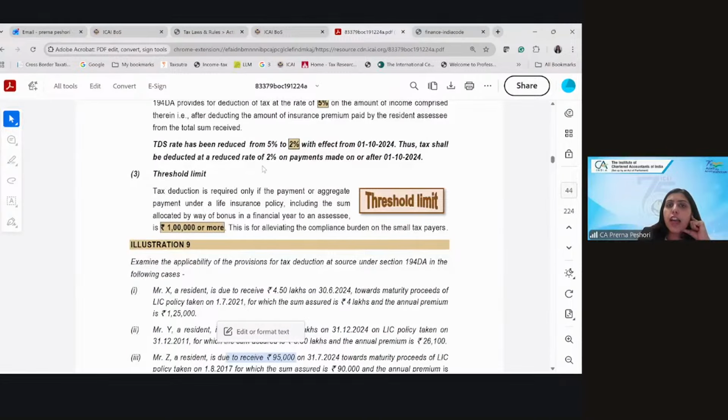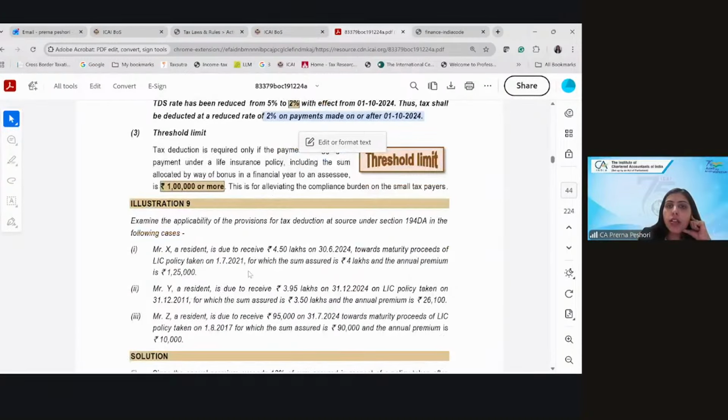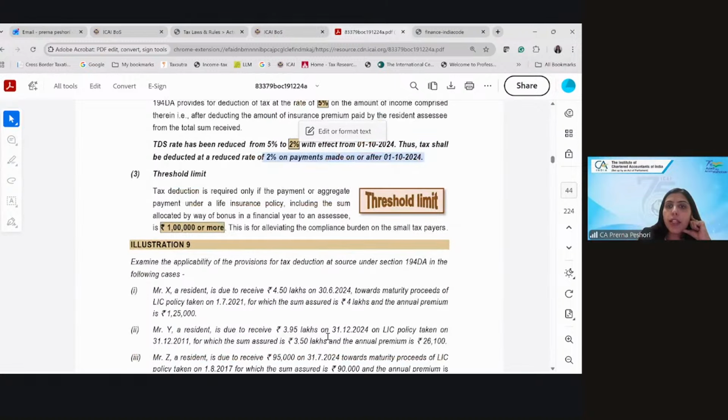So Neha, if you see, it is 2% on or after 1/10/2024. In that question, it was taken as such because the payments were made before 1/10/2024. So this was on 30th June 2024. That is the reason why they had taken the old rate of 5%, Neha. Are we clear?